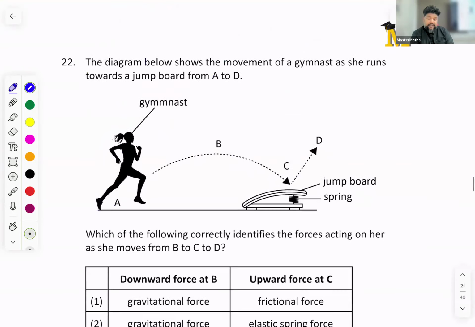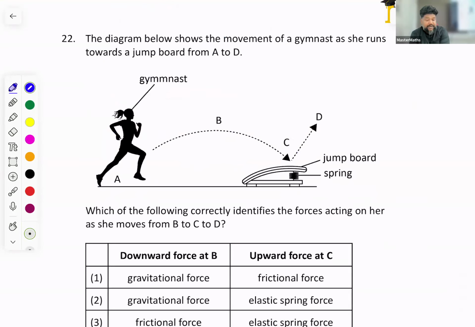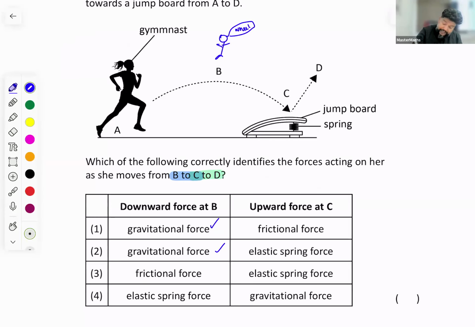Okay. 22. The diagram below shows the movement of a gymnast as he runs from jump board A to D. Which of the following identifies the forces acting on her as she moves from B to C and then from C to D? Okay, so now she's in the air. Imagine this gymnast, she's in the air. When she's in the air, what is pulling her down? Gravitational force. Easy, right? We all understand this.